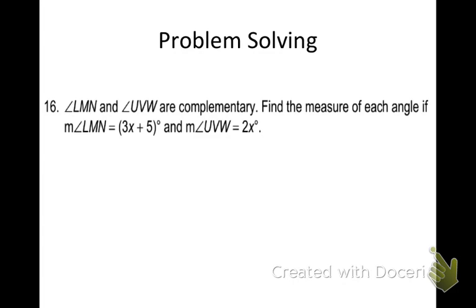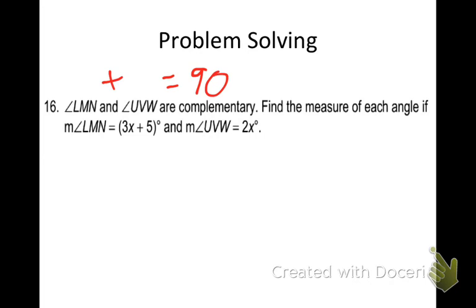It says angle LMN and angle UVW are complementary. What's that mean, Katie, if they're complementary? They add up equal to 90. Does everybody agree with that? If they're complementary, they add up equal to 90. Okay. It says find the measure of each angle if LMN is 3x plus 5 and UVW is 2x. How would I find the measure of each angle here?